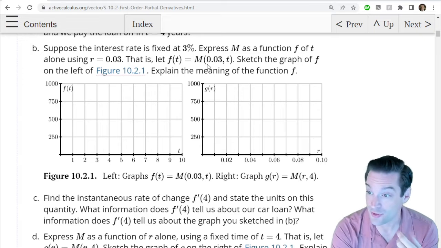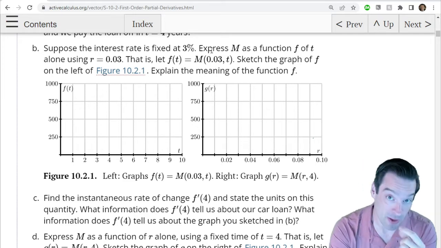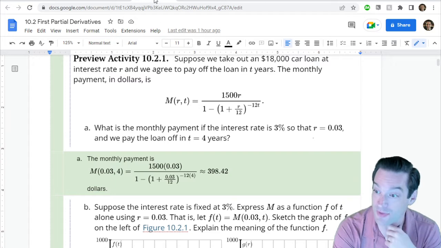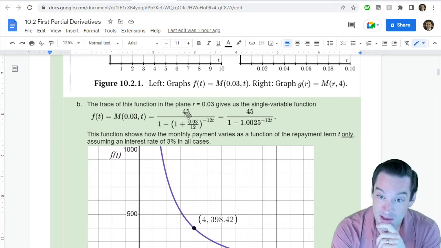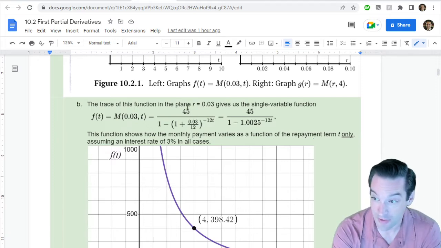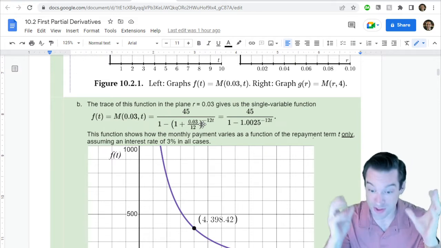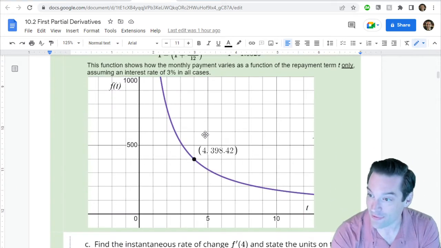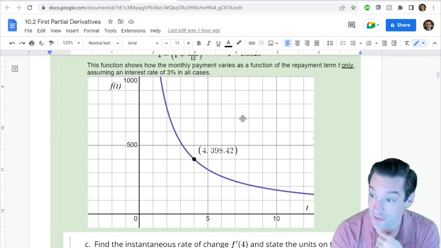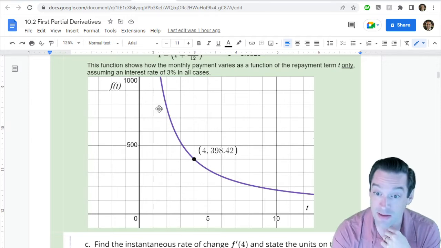So the question here asks us to do that calculation, so replace r by this constant, and get, therefore, a single variable function. We can look at the graph of that single variable function, and it should tell us something about the multivariable function. So if I let r be the constant 0.03, then I would just evaluate this function at r equals 0.03, and the only variable that would remain is the variable t. So what we accomplish is we reduce a function of several variables down into a function of a single variable. And the graph of that function of a single variable looks something like this. So here is the 4-year term, interest rate 3%, monthly payment $398.42. But now t is my independent variable.